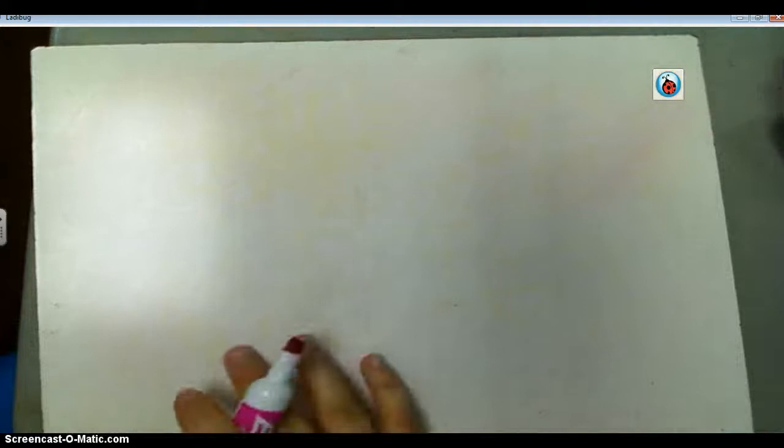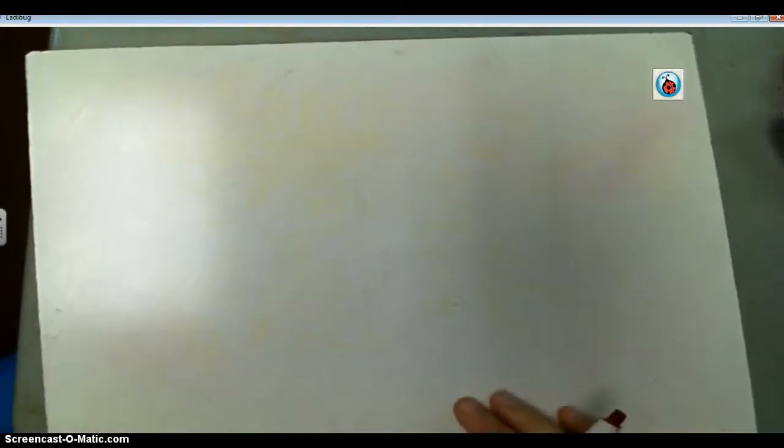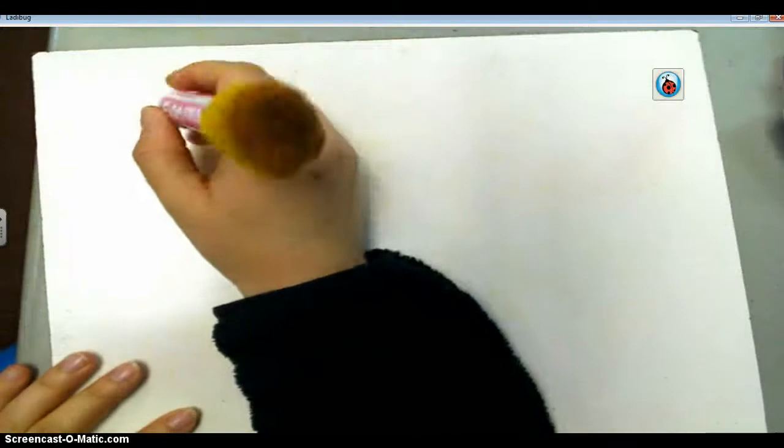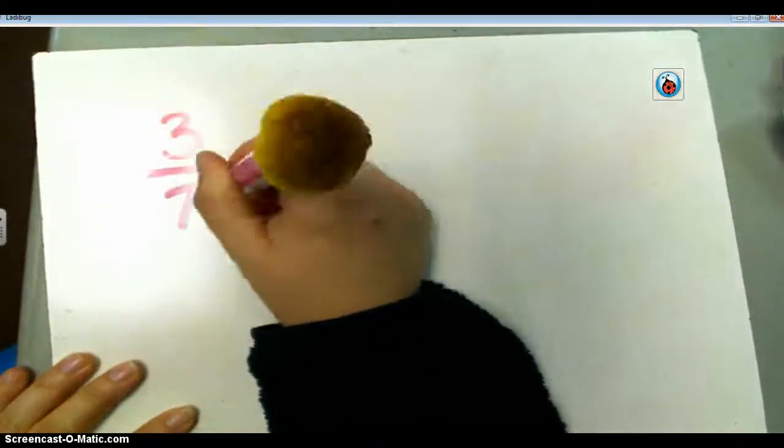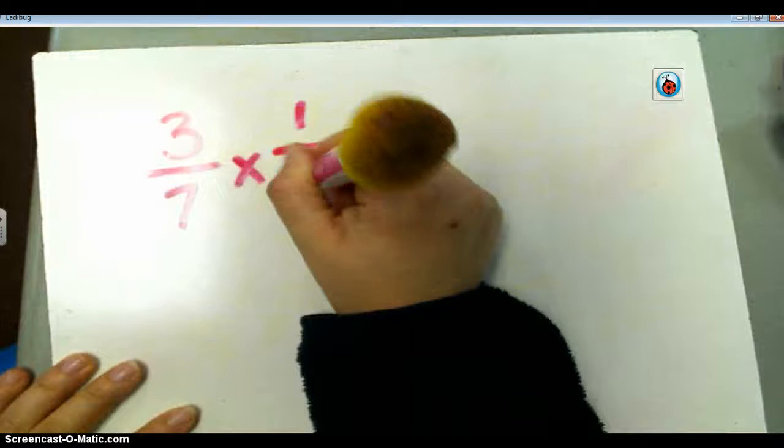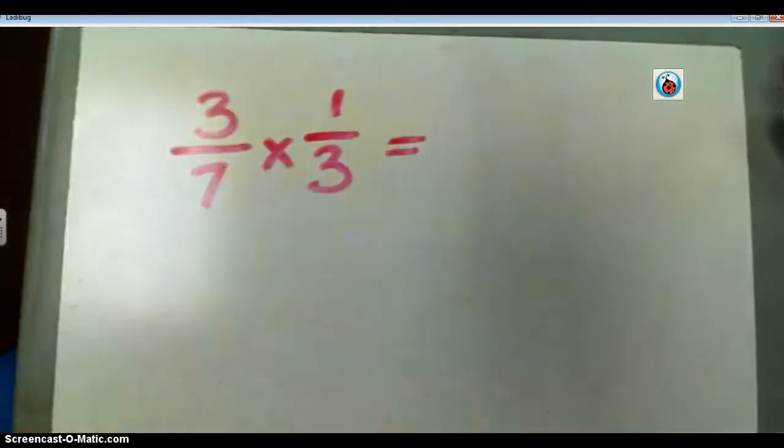Okay, let's do this. Okay, now this one. You guys are going to choose how you want to do it. I do a simplified trick game. Go ahead.